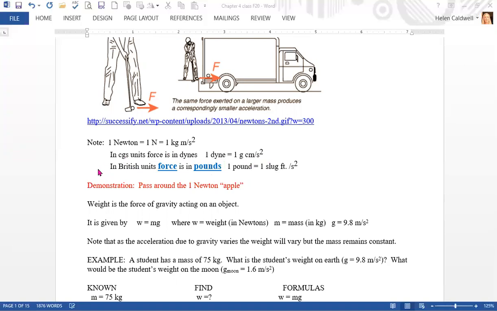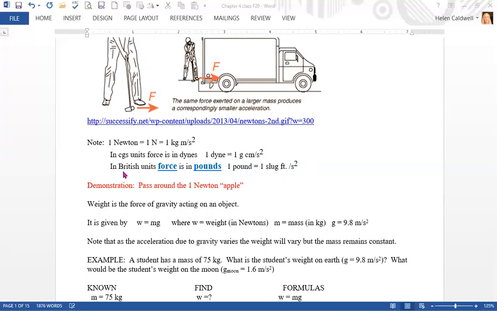The British unit for force is the pound. We measure force in pounds in the British system, and I expect you to know that. Why? Because we use British units in our daily life. If somebody says, how much do you weigh? You're going to give it to them in pounds. You will not be giving it to them in some other unit. So 1 pound is 1 slug foot per second squared. I think it's interesting in the British system that we measure mass in slugs and force in pounds.